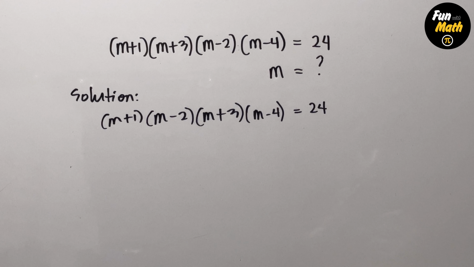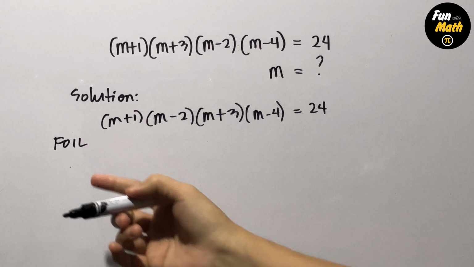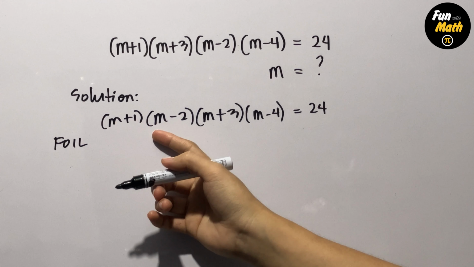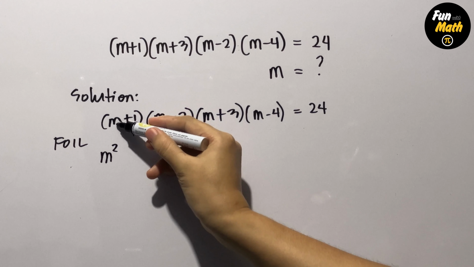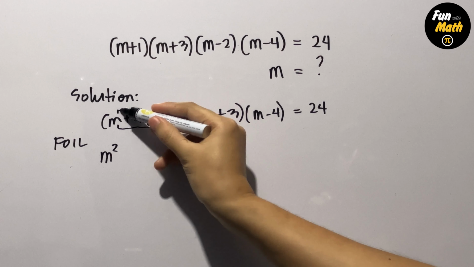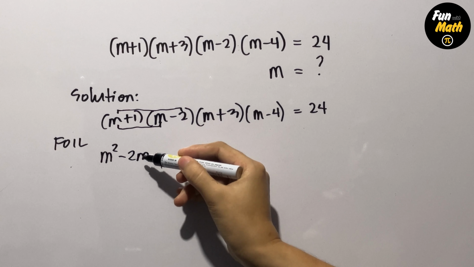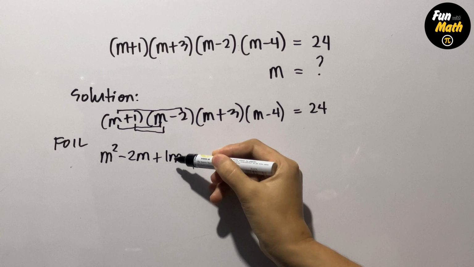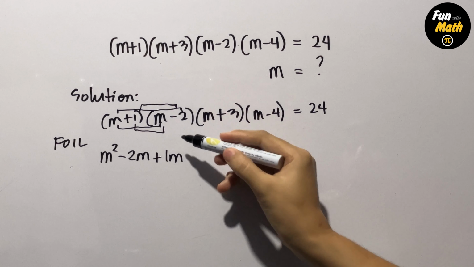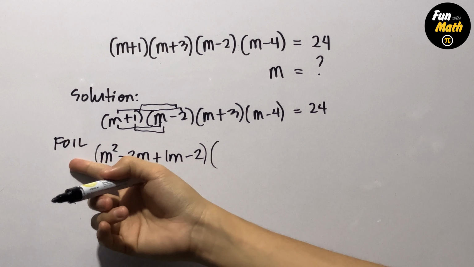Now we are going to use the FOIL method in multiplying. FOIL stands for first, outer, inner, and last. For first, this is m times m, and that is m squared. For outer, m times negative 2, that is negative 2m. Inner, that is 1 times m, so that is plus 1m, and last, that is 1 times negative 2, so that is negative 2. Times here, let's apply again the FOIL method.